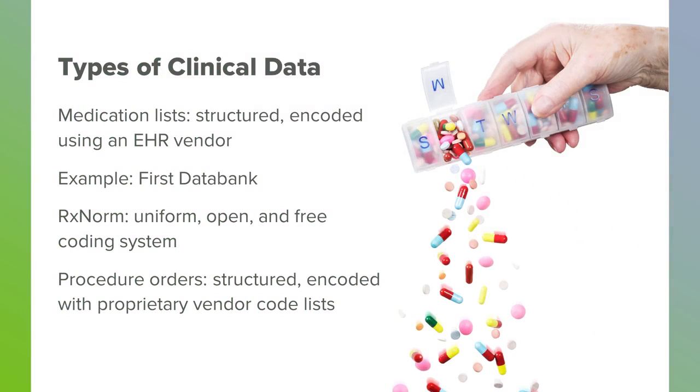However, these lists typically are encoded using an EHR vendor or a vendor who curates and processes drug data. For example, there is a commercial data curation vendor called First Data Bank. There is also a uniform, open, and free coding system for medications called RxNorm that I mentioned in the last module. Next, there are procedure orders which are often structured, but again, encoded with proprietary vendor code lists. This makes them very difficult to aggregate across multiple systems.